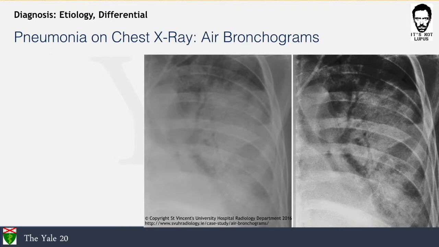And so if you see these things that are like tree branches or tunnels or like an ant farm going through the consolidated area, you can sound smart and say, yep, I see these air bronchograms within the consolidated left lower lobe or what have you.